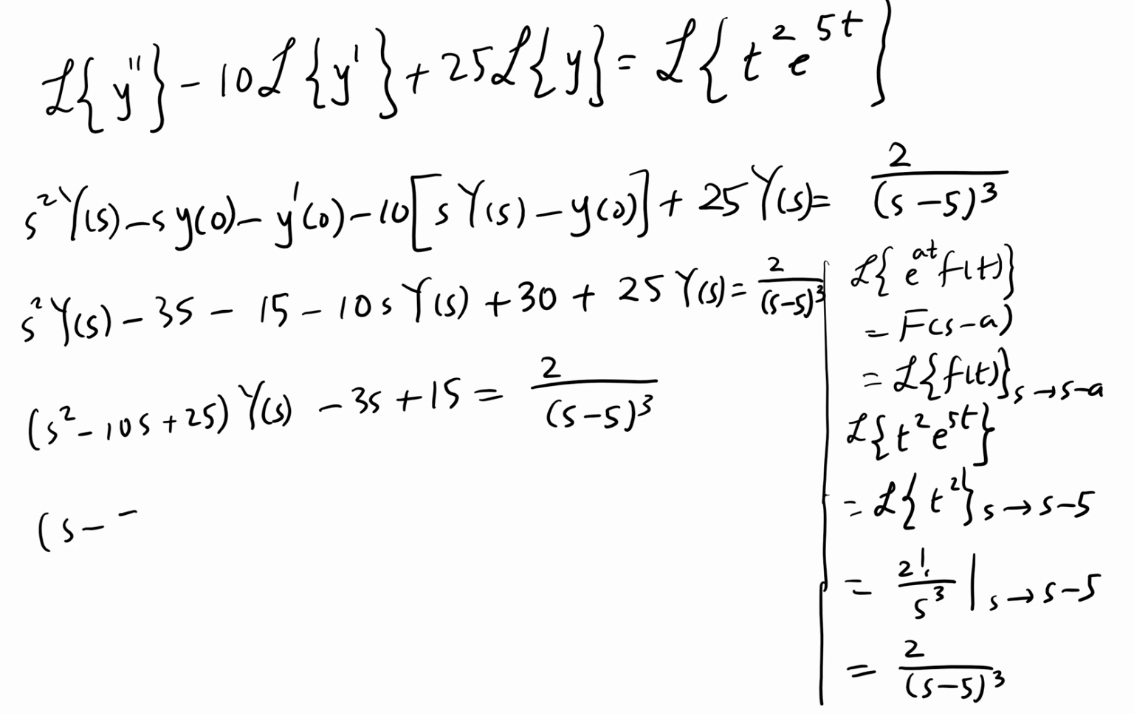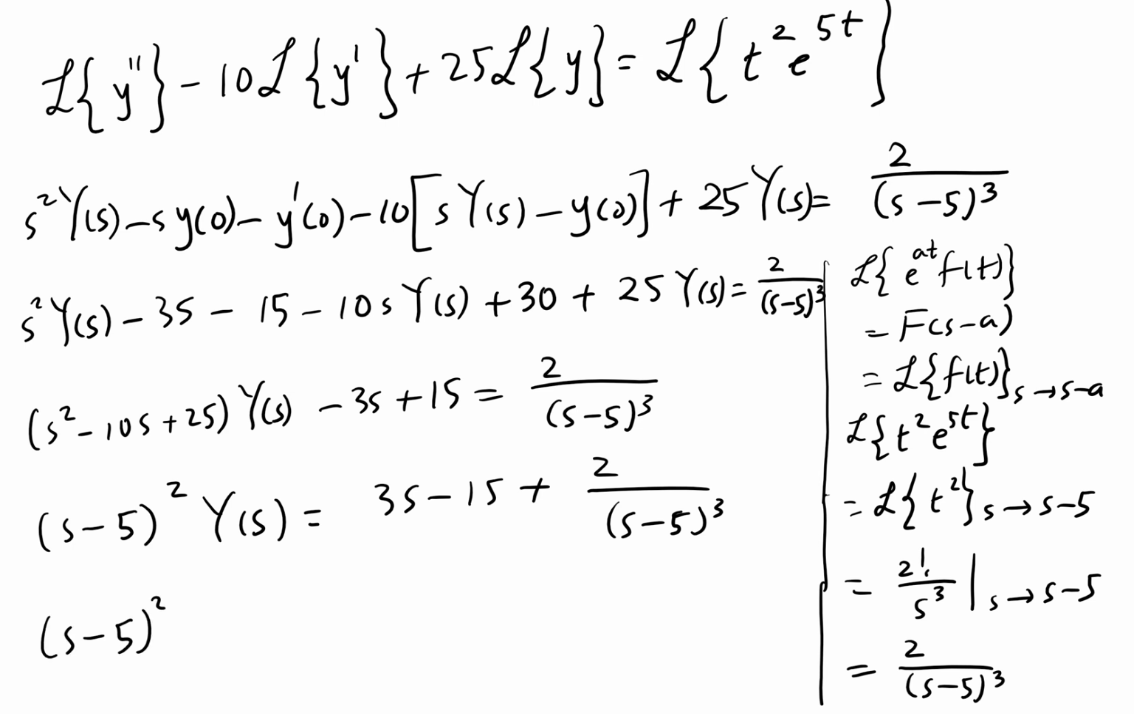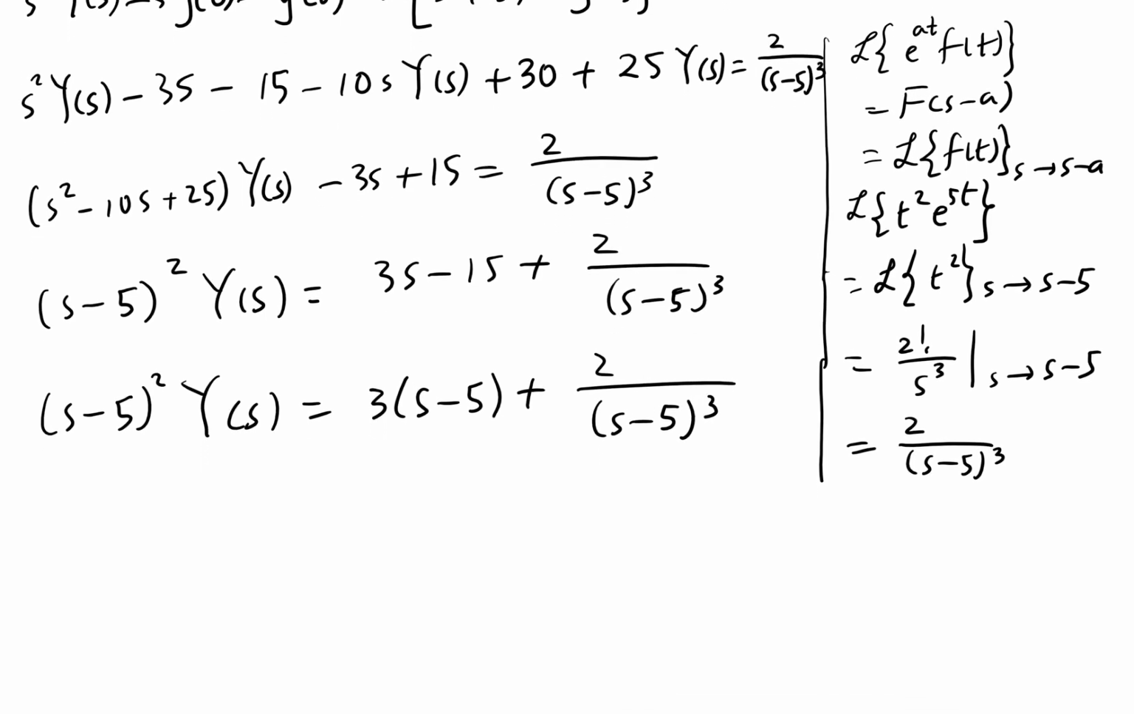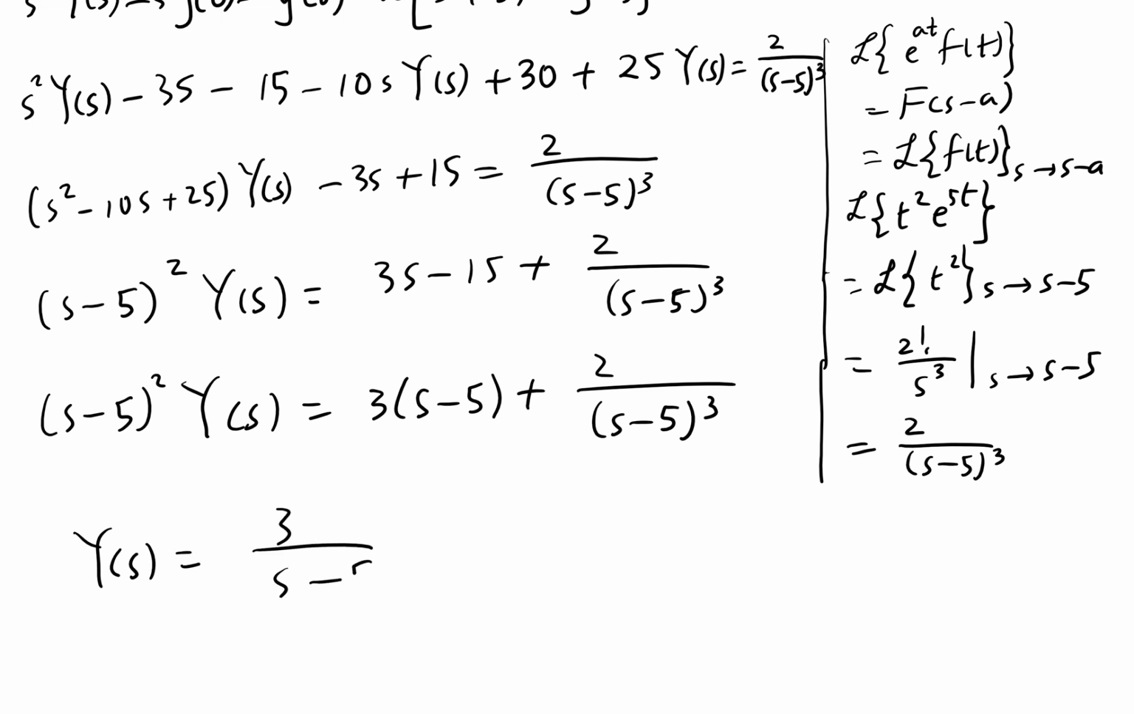This can be factored as s minus 5 squared, capital Y of s. Move everything to the other side by subtraction and addition. Keep this the same for now. I can factor a 3 here, so that's 3 times s minus 5, plus 2 over s minus 5 to the third power. Now we can divide everything by s minus 5 to the fifth. So Y of s is 3 over s minus 5 plus 2 over s minus 5 to the fifth power.